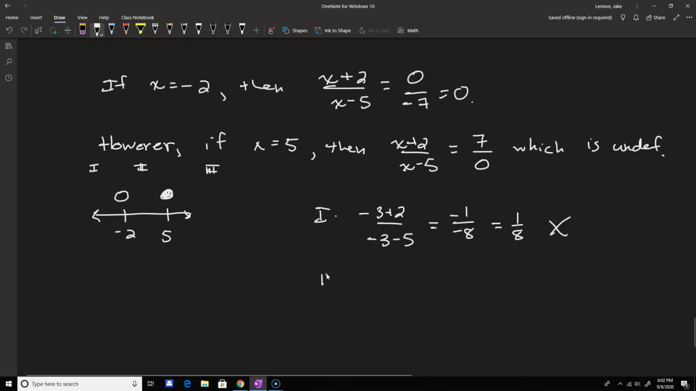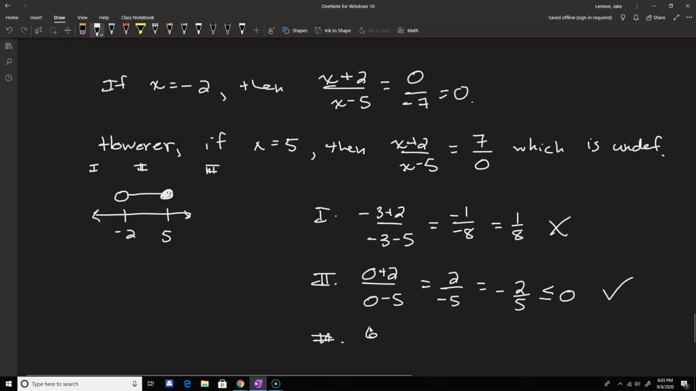Then I could go to region 2, and I can plug in 0. (0 + 2)/(0 - 5) comes out to 2 over -5, or -2/5, which is less than or equal to 0. So this region is part of the solution set, so we know we're going to be able to shade between the dots. And then region 3 is also going to fail.